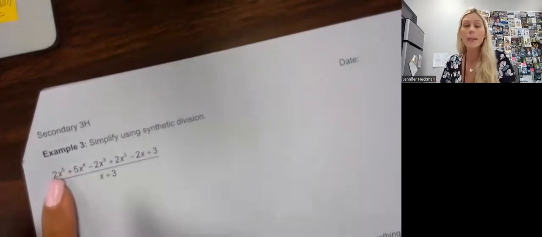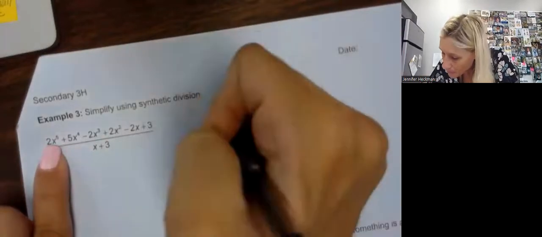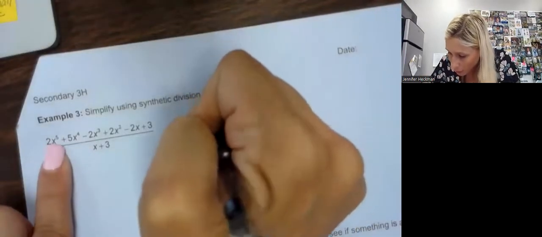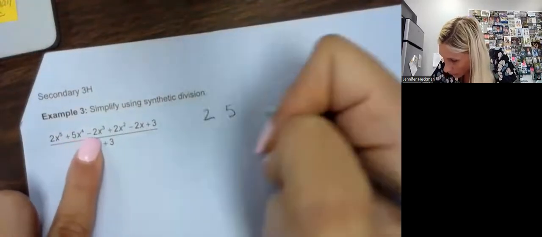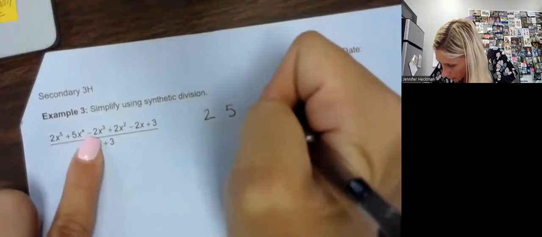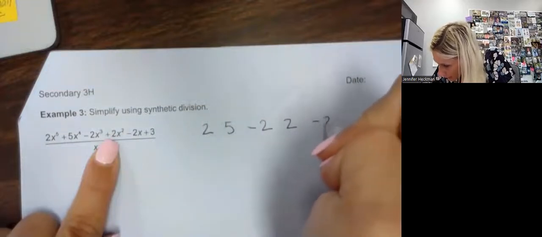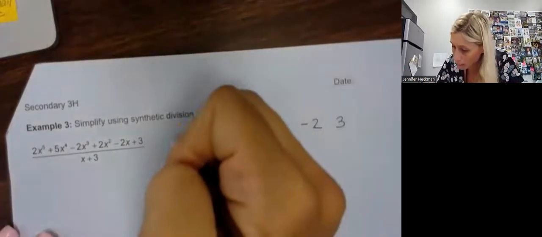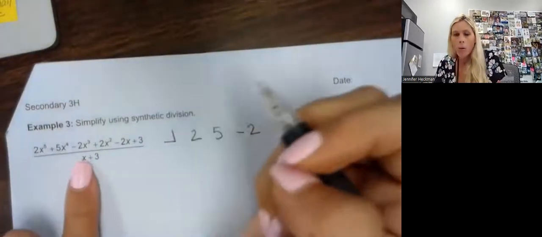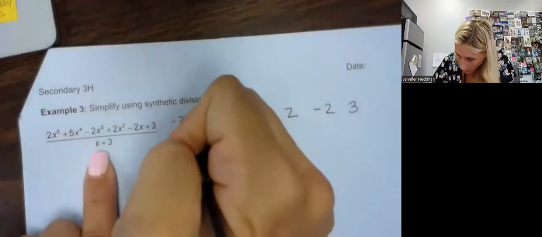Okay, let's make sure we're not missing terms, but of course this is gonna be longer, right? So we have 2x to the fifth, 5x to the fourth, negative 2x cubed, 2x squared, negative 2x, and a constant of 3. So we weren't missing any terms. What makes that denominator 0? Well, that would be negative 3.